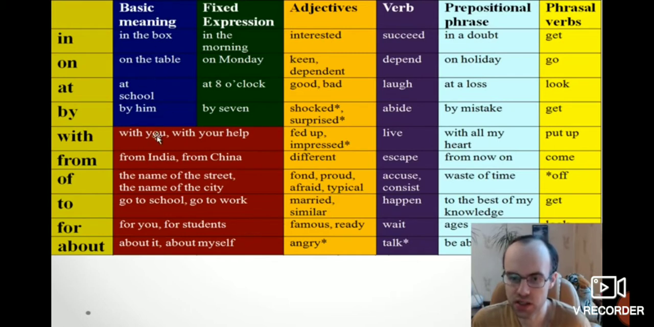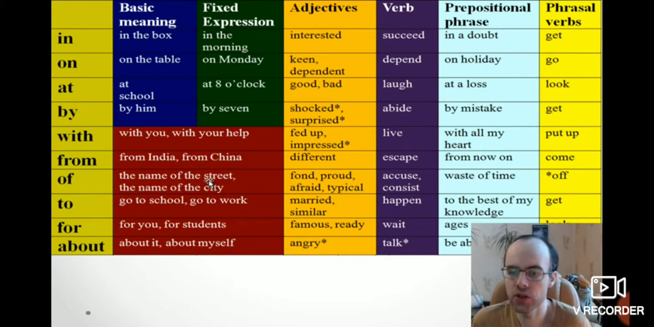Okay? Next. With. I think you know such phrases as with you. For example, I want to learn English with you. With your help. I can do it with your help. From India. I'm from India. From China. He's from China. Of. For example, the name of the street. The name of the city.